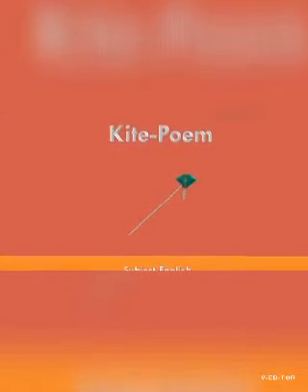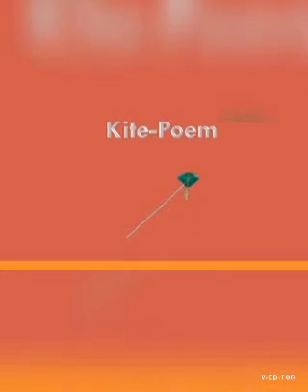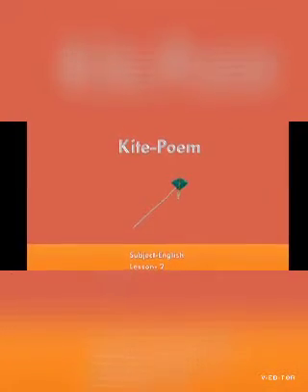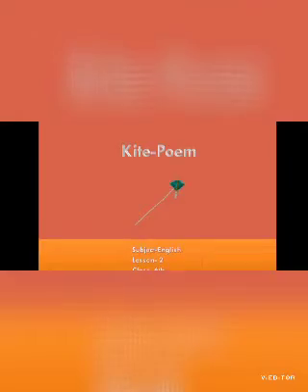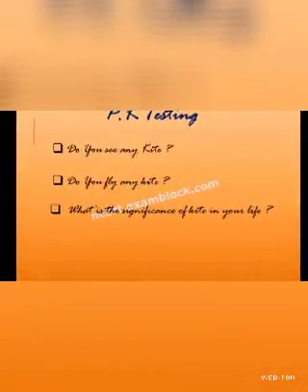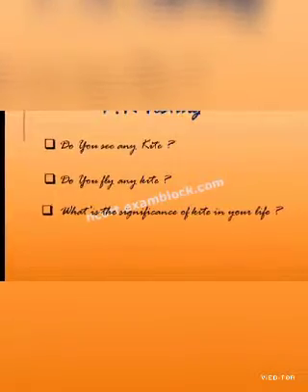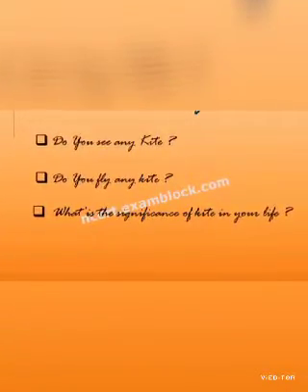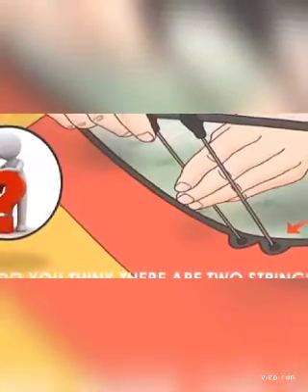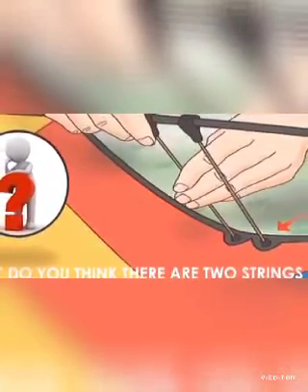In this video I am going to teach Unit 2 poem, The Kite. But before entering the topic, let me ask you some questions. Do you see any kite? Do you fly any kite? What is the significance of a kite in your life? And why do you think there are two strings attached to the main string of the kite?